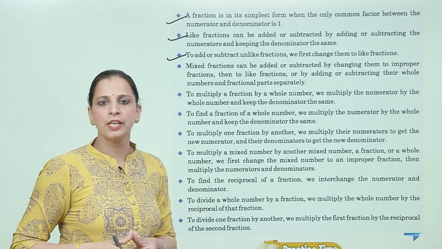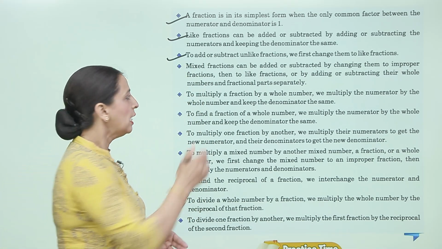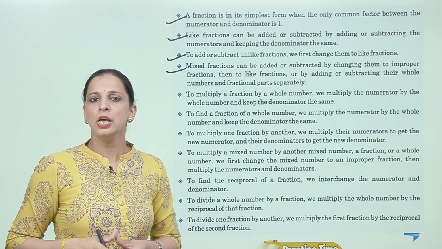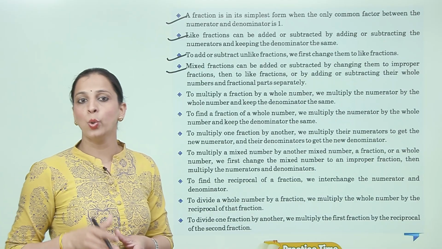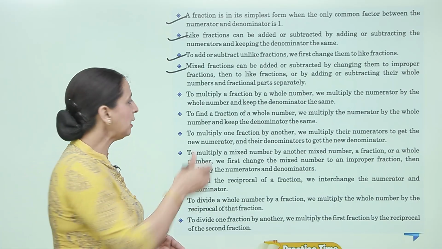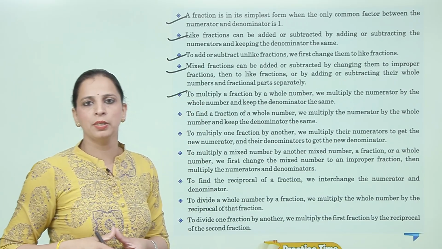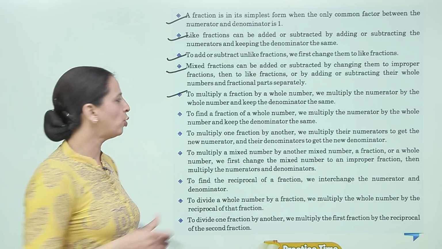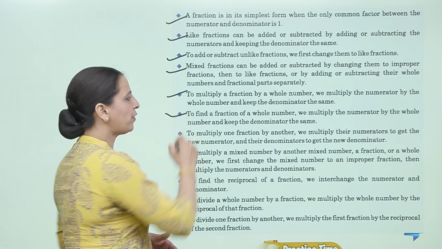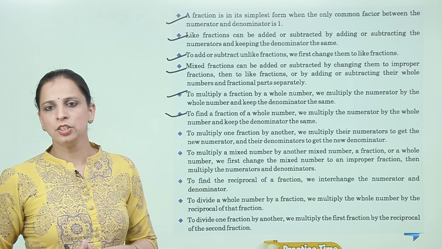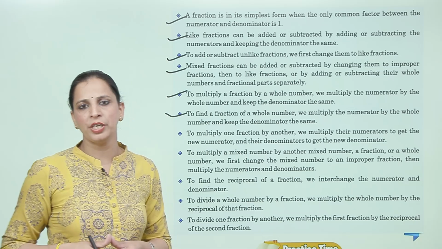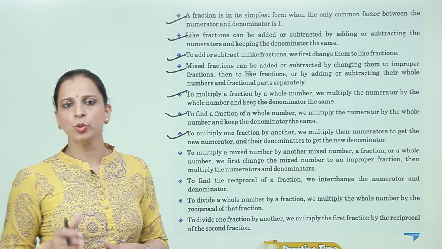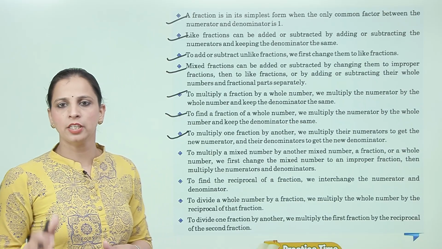To add or subtract unlike fractions, we first change them to like fractions. Mixed fractions can be added or subtracted by changing them to improper fractions, then to like fractions, or by adding or subtracting their whole numbers and fractional parts separately. To multiply a fraction by a whole number, we multiply the numerator by the whole number and keep the denominator the same. Next, to find the fraction of a whole number, we multiply the numerator by the whole number and keep the denominator the same. To multiply one fraction by another, we multiply their numerators to get the new numerator and their denominators to get the new denominator.